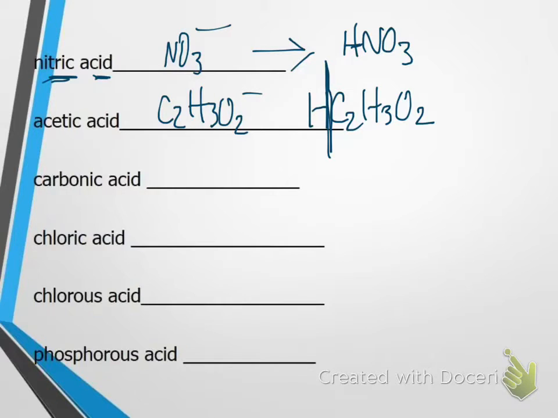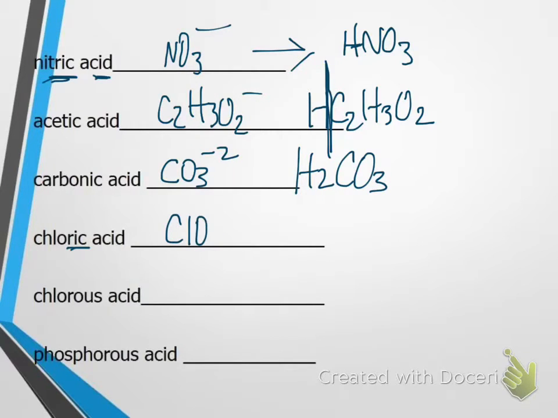Carbonic acid comes from carbonate, which is CO3 with a charge of -2. So what would it look like? H2CO3. See, I knew y'all'd get the hang of this. All right, chloric acid comes from chlorate. Find chlorate on your pink sheet. It's ClO3, with what charge? It's -1. You'd get there eventually.